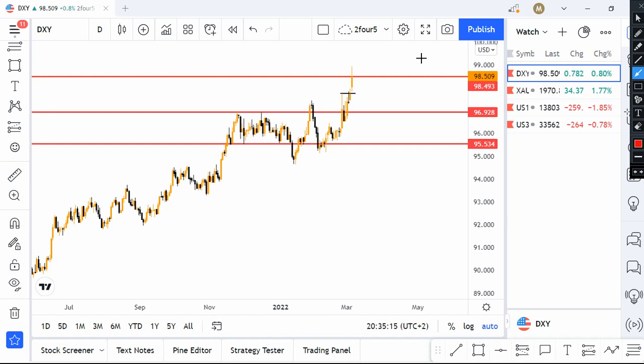We are back again with another weekly analysis, and this week we have the dollar index, gold, US100 and US30. So this is what we are going to be analyzing for the week that is coming, which is from the 7th until the 11th of March 2022.